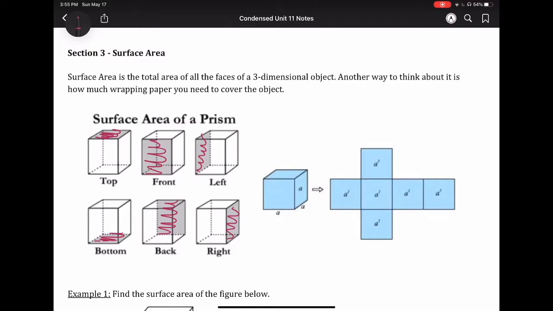Or thinking back to last week, we talked about nets of shapes. You're essentially finding every area of the net. You're finding the total area of the net.